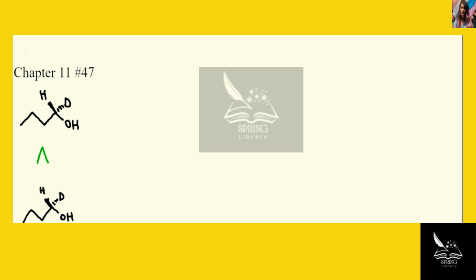So both of these are A. Let me just label them. Okay, and so to go from A to B, the first thing that we're going to do is we're going to tosylate this alcohol. So we'll use tosyl chloride and some pyridine as the base, and that is going to tosylate this alcohol. And so instead of OH, we will have OTs.